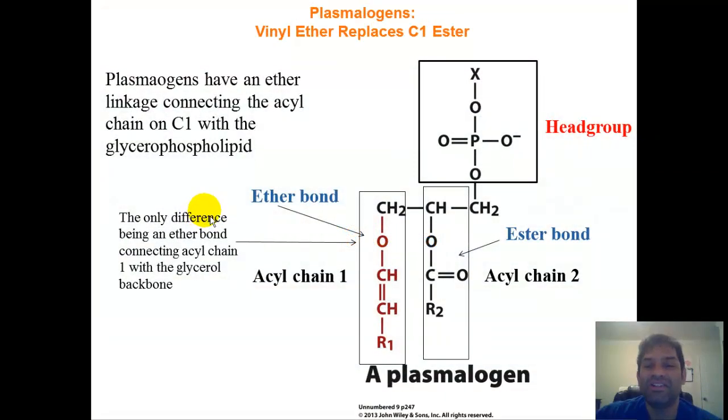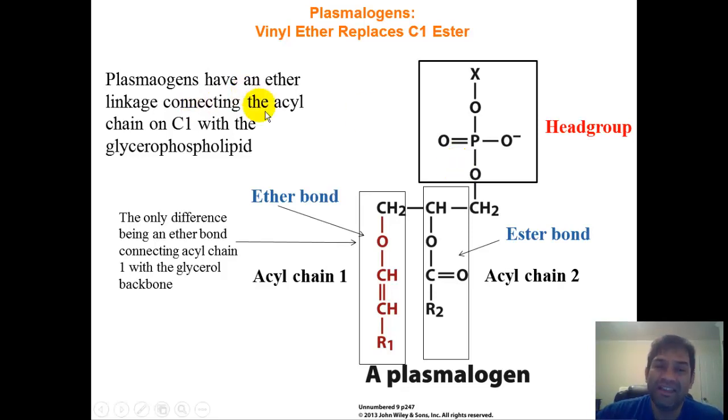So the plasmalogens, well, they do have that glycerol backbone, which you see here. But here we don't have an ester bond, we have an ether bond. And then here we have our normal ester bond. So we have an ether and then an ester, and we have the phosphate head group as before. So a little bit of a variation of our glycerophospholipid are these plasmalogens.